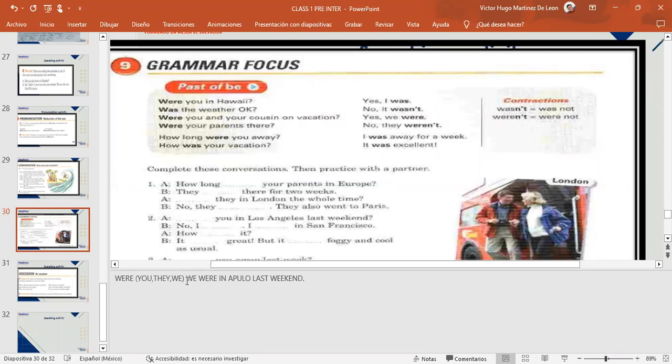Recuerde que es el pasado del verbo to be. Este es el yo: fui o yo estuve, o ellos estuvieron, nosotros estuvimos. Ese es el was and were. Okay, aquí decimos: we were in Apulo last weekend.